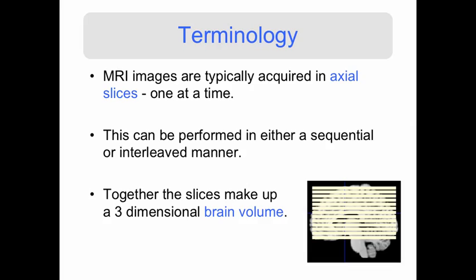This can either be performed in a sequential manner, where we perform one slice after the other in order, or in an interleaved manner, where we first collect the first slice and then the third slice and the 5th slice, etc., and then go back and do the 2nd, 4th, and so on. That's called interleaved sampling. But once we have all the slices collected, we combine them, and this makes up a 3-dimensional brain volume.